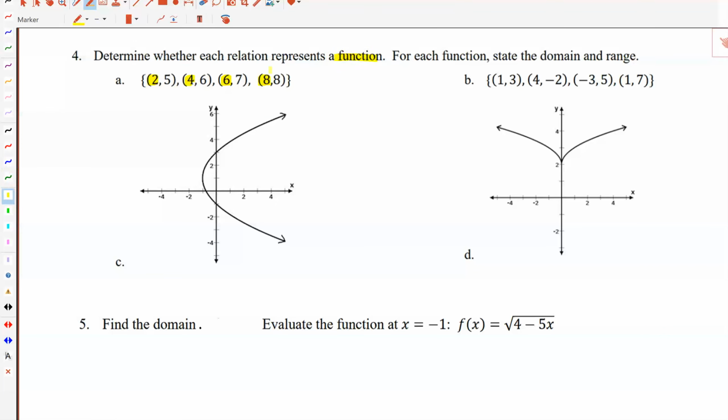In our first example, we have the ordered pairs (2, 5), (4, 6), (6, 7), and (8, 8). Looking just at the x coordinates, I see that none of them repeat. So this will be a function.